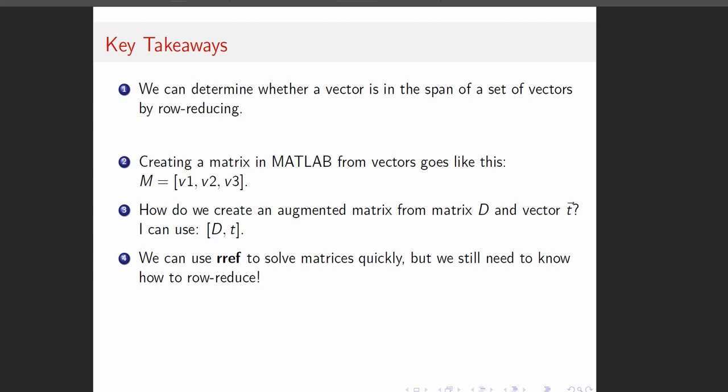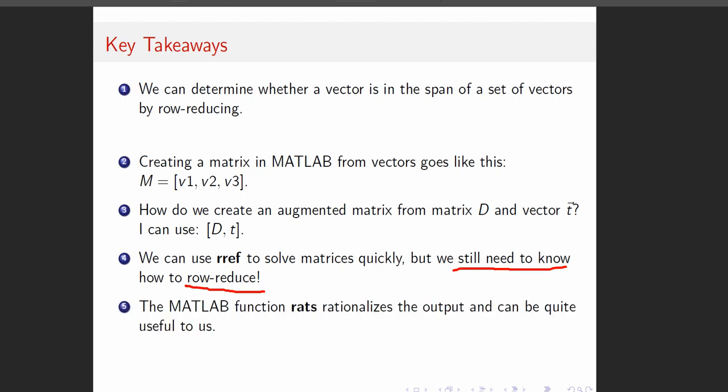And RREF is great if we're just checking to see if the linear system of equations is consistent or inconsistent. We can use RREF and we can tell really quickly. But I want to warn you, don't just start using RREF. We still need to know how to row reduce. There will be row reducing on the quizzes and tests, and you'll have to do it. And even sometimes you'll have to do it by hand.